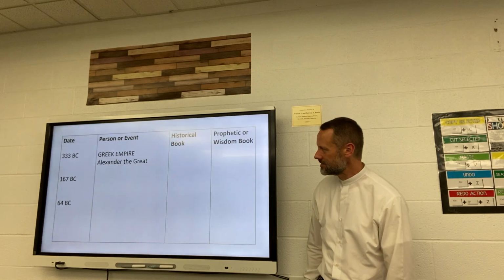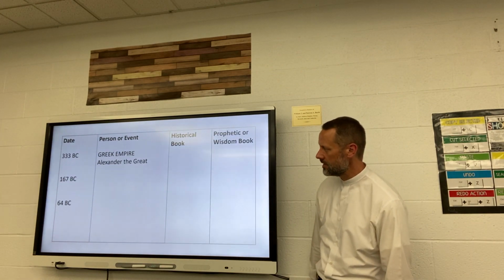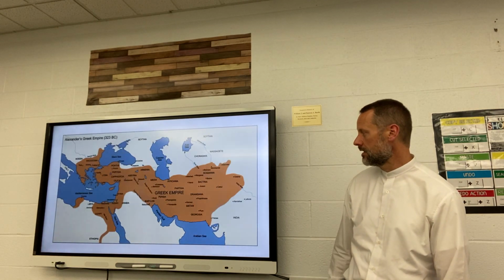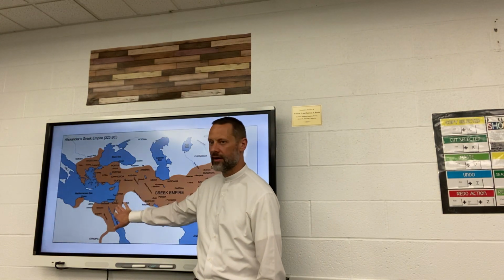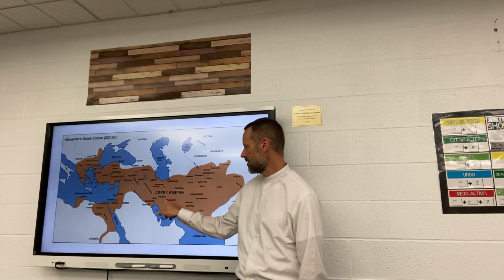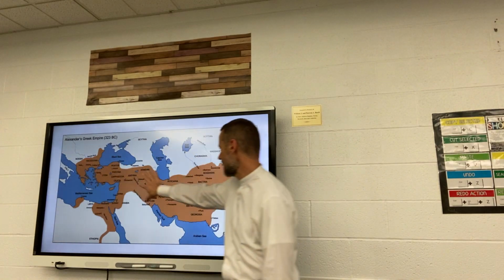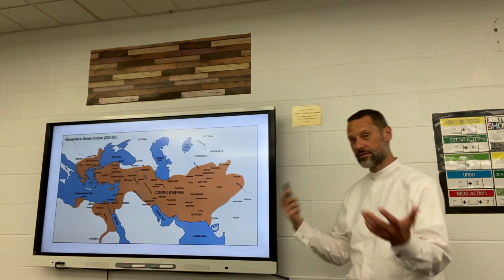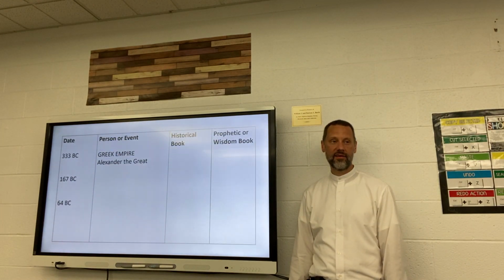But Alexander the Great came to power in 333 BC. So that was the beginning of the Greek Empire. And the Greek Empire would eventually span not just the little area of the Promised Land, or the Assyrians, or the Babylonians, or the Persians, or the Medes. Eventually, Greece ended up having influence throughout this entire area. So these empires keep getting larger and larger. So this would be the Greek Empire as it had come to power.